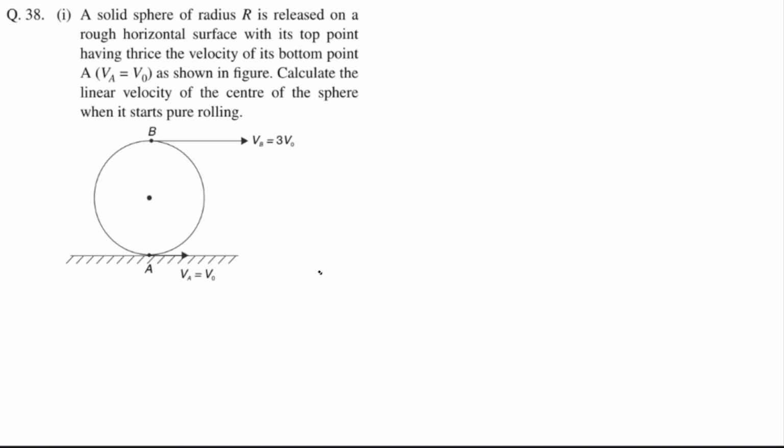Let us for now look at this question, and this is going to be one very interesting discussion. Let's start with this one. A solid sphere of radius r is released on a rough horizontal surface with its top point having thrice the velocity of its bottom point.